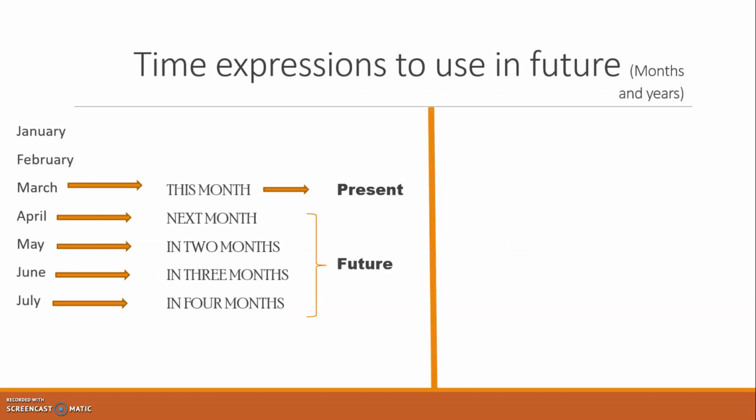We can also use this with months and years. For example, let's imagine we are in March. If we say this month, that is present. But if we say later this month, that is future.